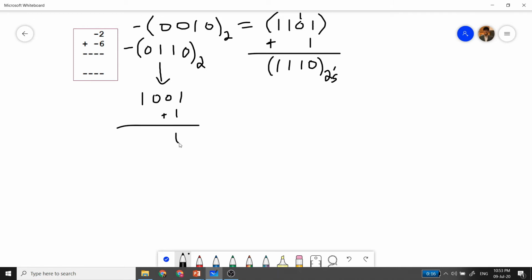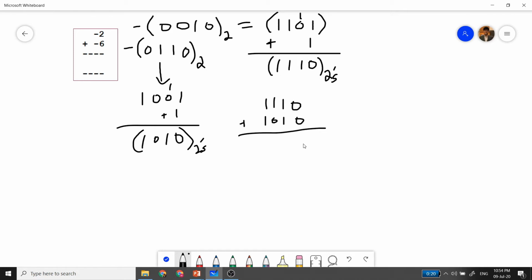1 plus 1 is 0. I get a carry of 1. 1 plus 0 is 1, 0, 1. In the last step, I will need to add the 2's complement value of -2 with the 2's complement value of -6. Let's do the addition.